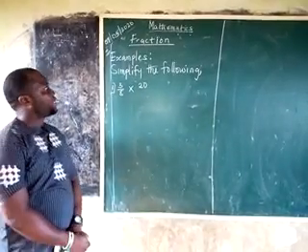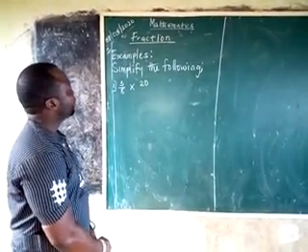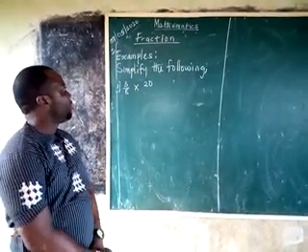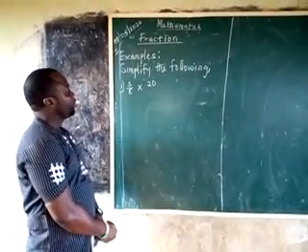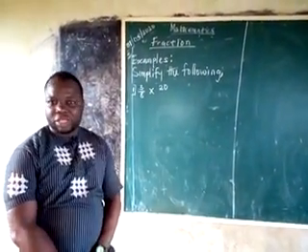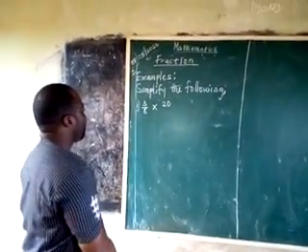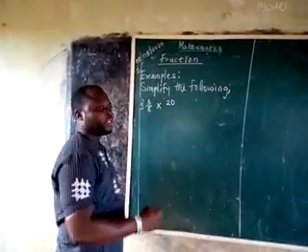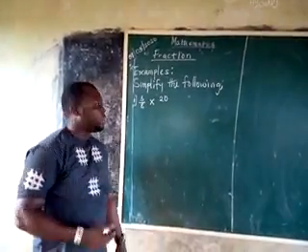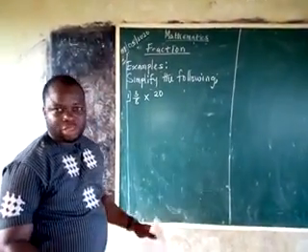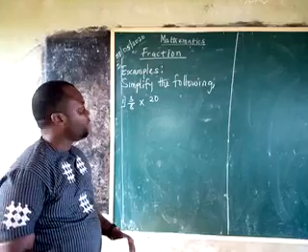Last time we met, we treated addition and subtraction of fractions. This morning, we'll be treating multiplication and division of fractions. Now, like I used to tell you, when it comes to addition and subtraction, yes, you can find LCM. But when it comes to multiplication and division, there is nothing like LCM. I want to believe you are getting me.